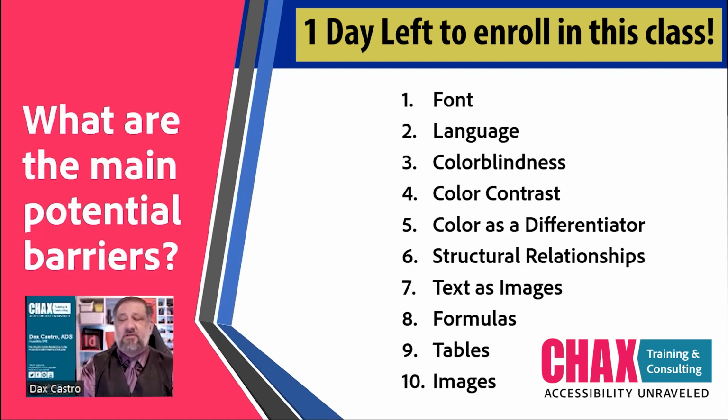Of course, text as images, we design things in Photoshop and in Illustrator and output them to PNGs and JPEGs and all sorts of other image formats that cannot be read by assistive technology without descriptive elements. So understanding when to use actual text and when to use alt text, that's very important. We're going to cover that.